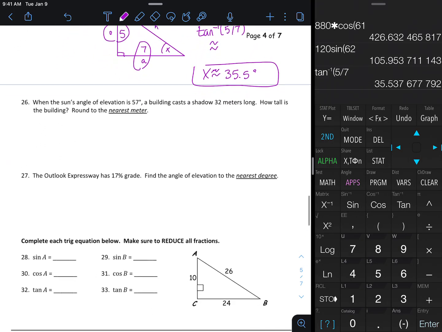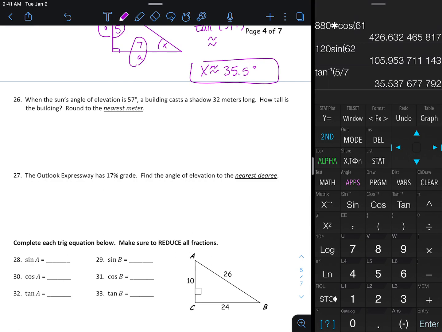Okay, number 26. When the sun's angle of elevation is 57 degrees, a building casts a shadow 32 meters long. So this is similar, except they actually give us the angle this time. Angle of elevation, 57 degrees. The building's shadow is 32 meters long. And how tall is the building? So they're asking for that vertical distance there, x.